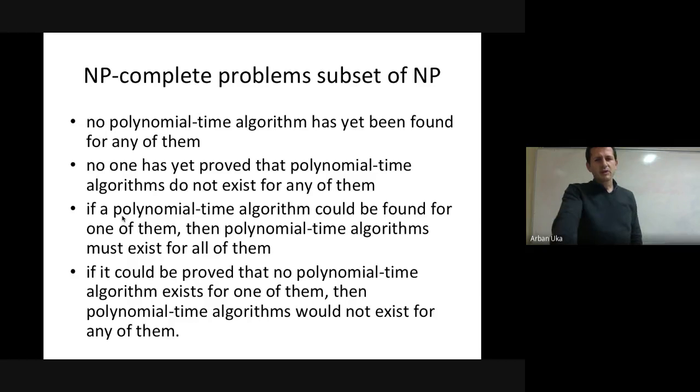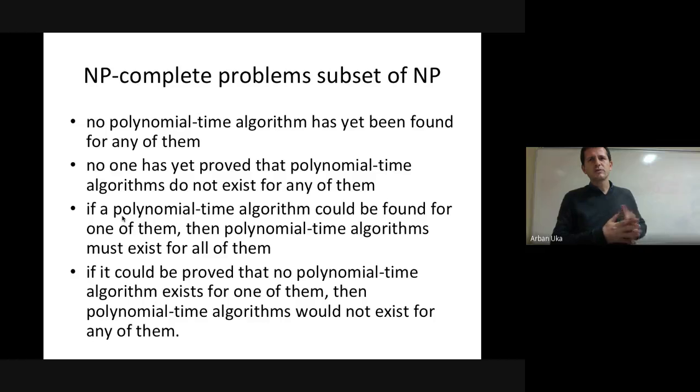If a polynomial time algorithm could be found for one of them, then a polynomial time algorithm must exist for all of them. So what do we mean by this? There are some problems that can be classified as NP-complete. It's one type of complexity. It's hard to compute. You don't have enough computational power, let's say, to calculate. Let's say these problems are 4. If we can solve one of this class of problems in polynomial time, then we can solve all 4.